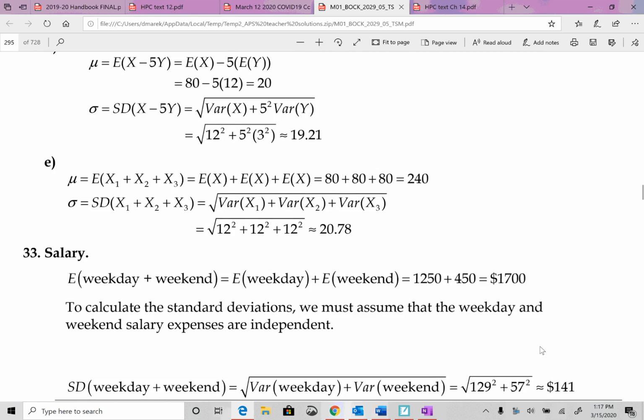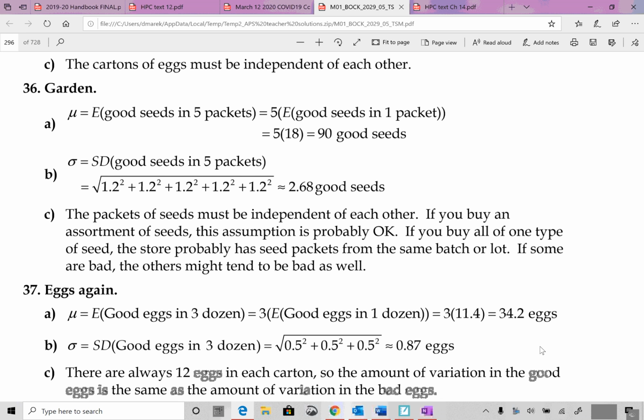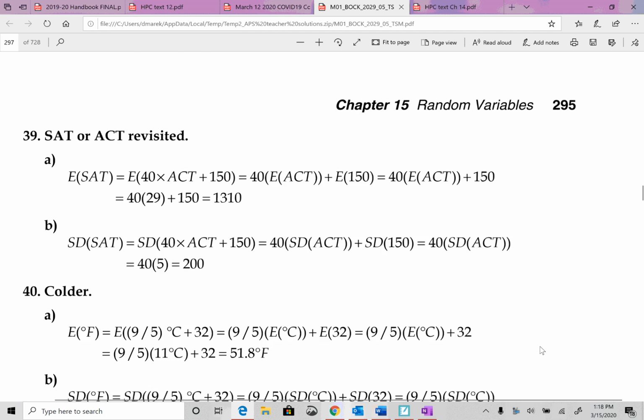Then for 36, just trying to apply those. The expected value of how many good seeds you're going to get in 5 packets, multiply 5 by the expected value of getting good seeds in 1 packet. 5 times 18 is 90. And again, take the standard deviations, square them, add them together, take the square root, back down to a standard deviation, 2.68. We're presuming that the packets of seeds are independent from one another. If you bought them all at the same store and they got a bad batch, I don't know, that assumption might be questionable.